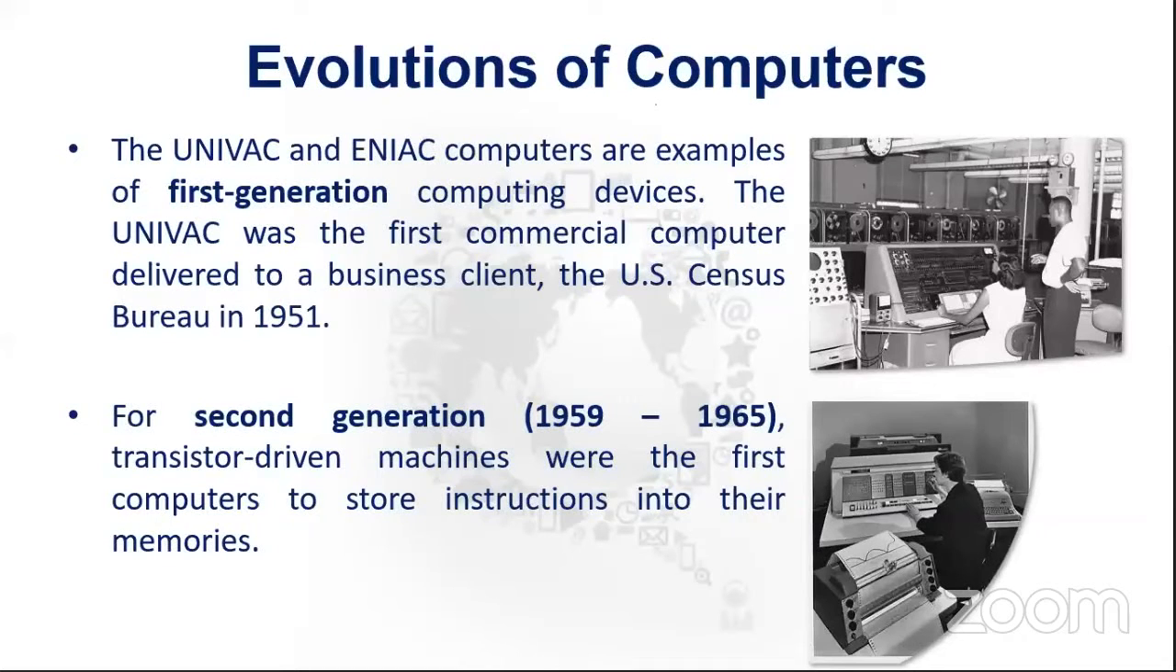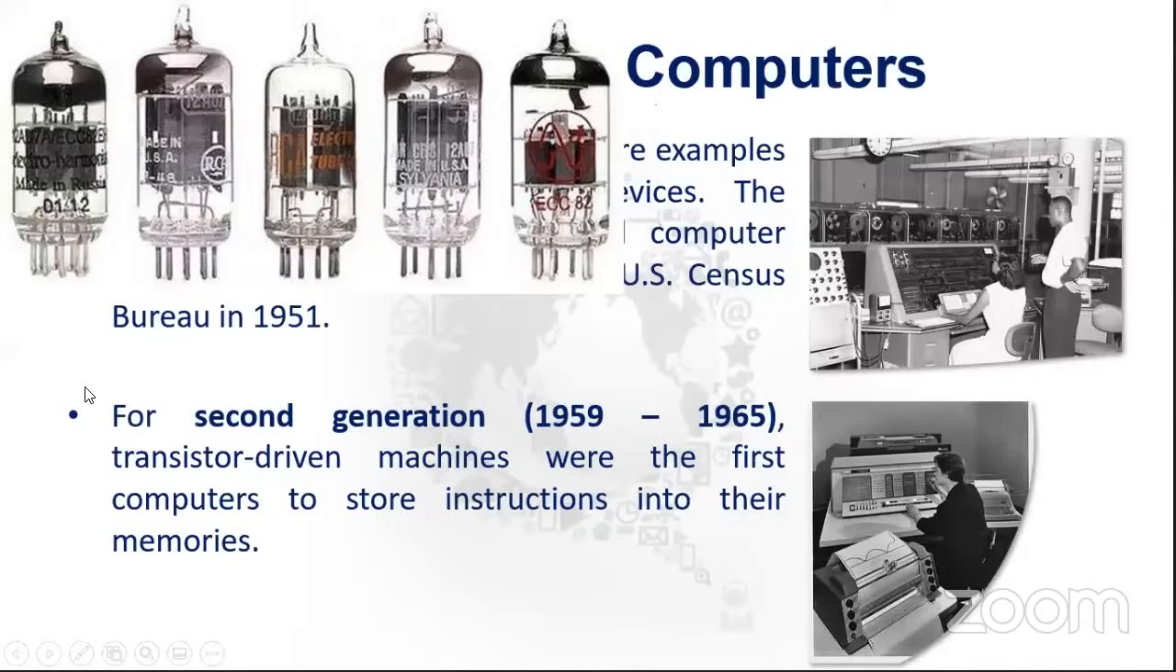As of today, we have 5 generations of computers altogether. The first generation of computing devices are the UNIVAC and ENIAC. The UNIVAC was the first commercial computer delivered to a business client, that is the US Census Bureau, in 1951. UNIVAC and ENIAC used vacuum tubes as the basic components for memory and circuitry for the CPU. CPU stands for Central Processing Unit. These tubes, like electric bulbs, produce a lot of heat, and the installations used to fuse frequently.